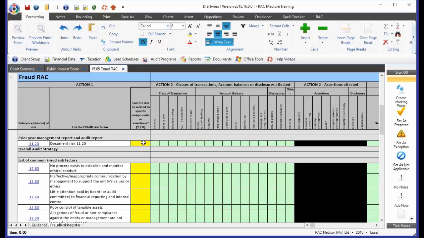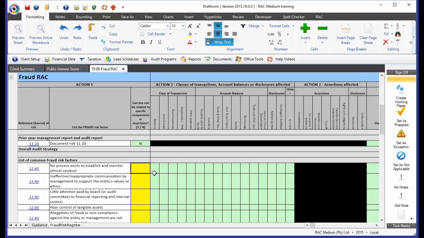If you don't have a scaly director at the company that you're auditing, then maybe a going concern risk is actually just a pervasive audit risk. And we'd say that no, we cannot relate it to specific components and assertions. Now, if I say no to this first one, you will see that action 2, which is identifying the class of transactions, account balances and disclosures, and the assertions, is actually highlighted in black. We don't need to do that because we've just said it cannot be linked.